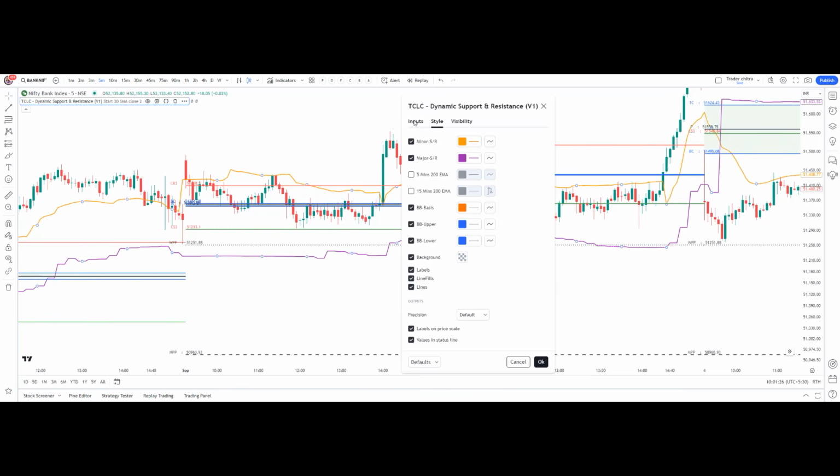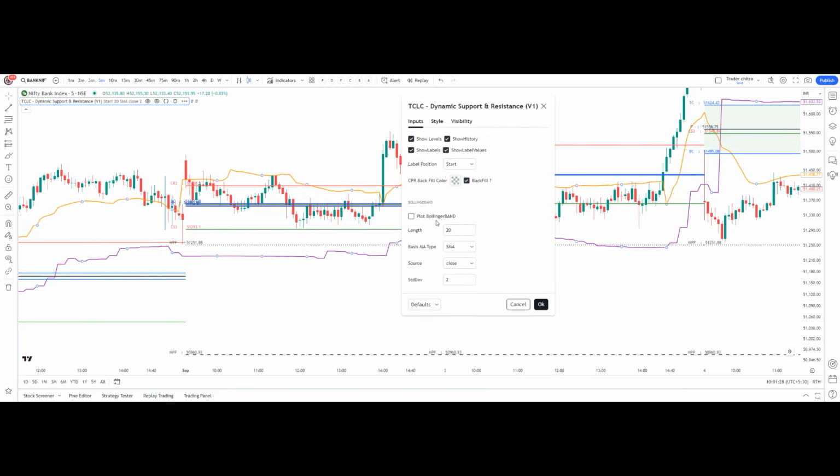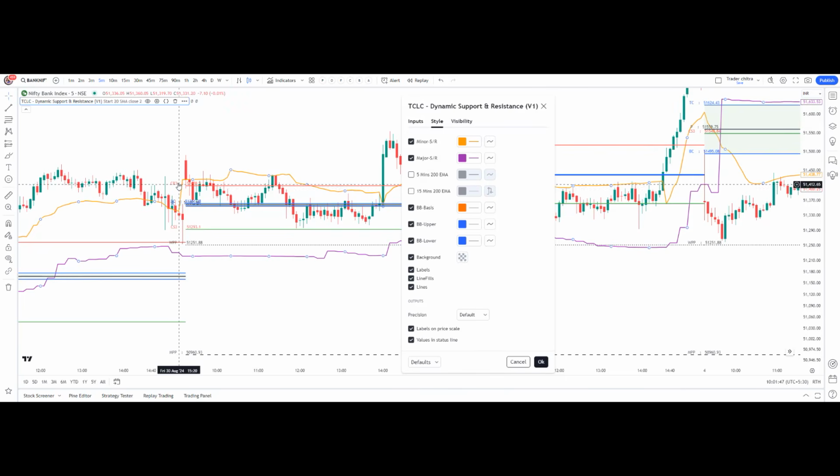Under the inputs, there is the plot Bollinger Band. Bollinger Band is also given in this indicator. If you want, you can use it, and if you don't want it, you can just uncheck it. Today I'm not going to explain anything about Bollinger Band. I'm going to explain the major and minor support levels using the CPR and the Camarilla R3 and Camarilla S3.